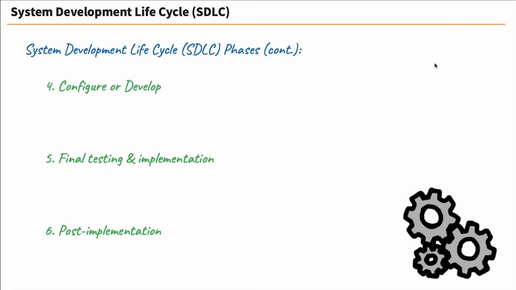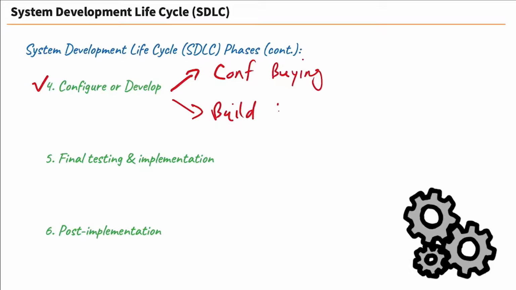Moving on to step 4, configure or develop. Now, configure is if we're buying the application. Once we get it, we need to configure it to meet our needs, because when we get a new application in, it's got to be tweaked and set up. But if we're going to build it, then we need to go through the process of developing the application. And once that's developed, we go through final testing and implementation.